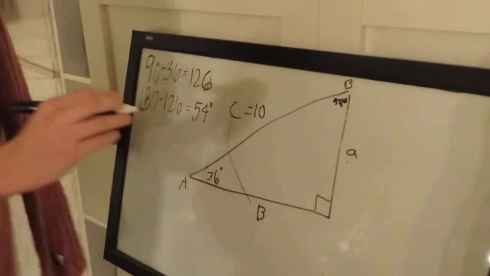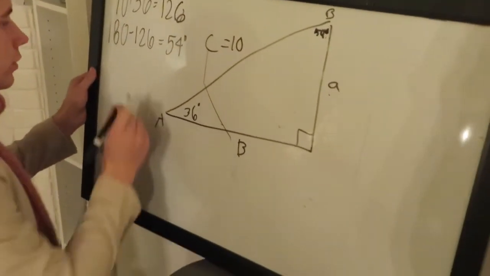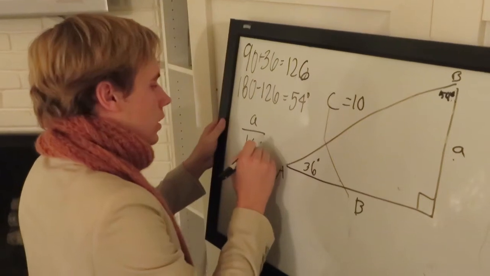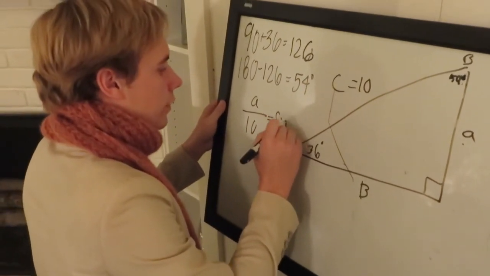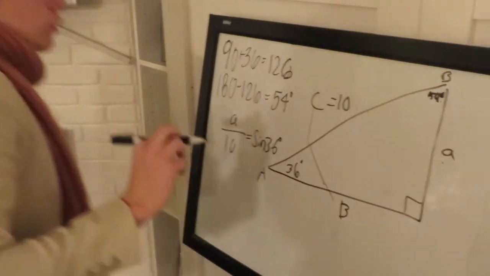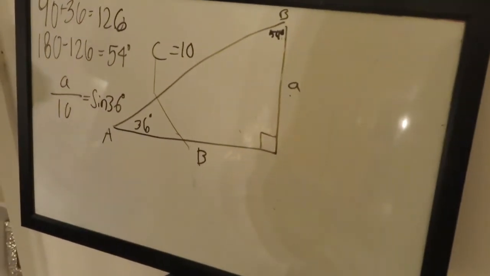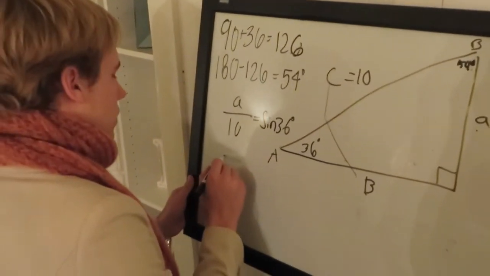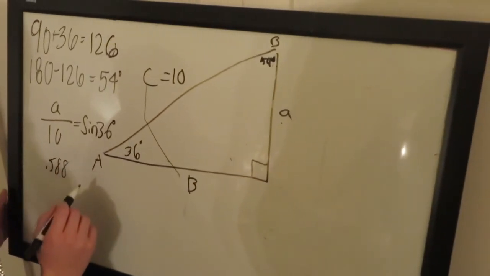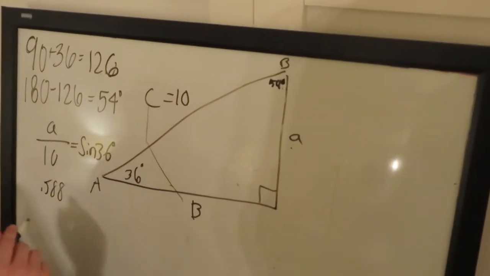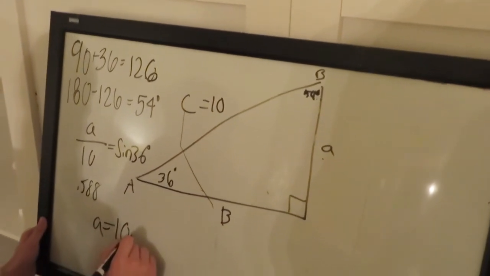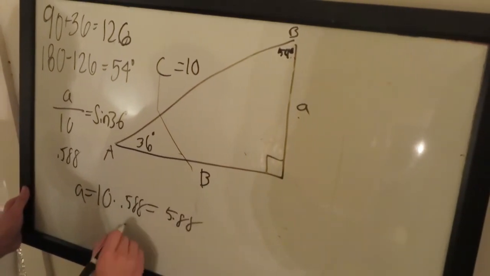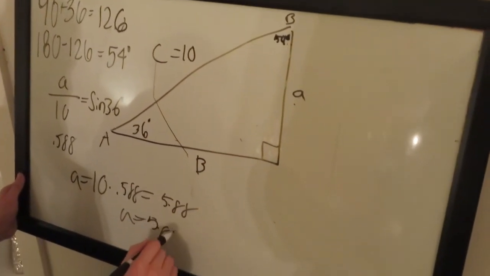Next, you put the unknown side on the top and the known on the bottom, 10. That equals sine of 36. Then use the trigonometric table to evaluate the function, which is 0.588. Then solve for the unknown. A equals 10 times 0.588 equals 5.88, and that's the length of the side.